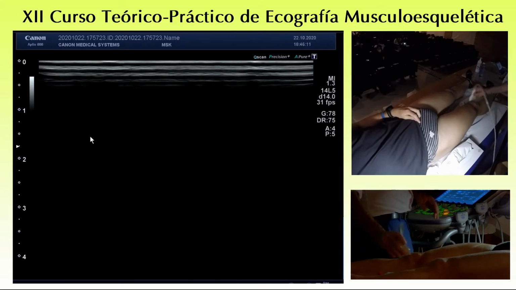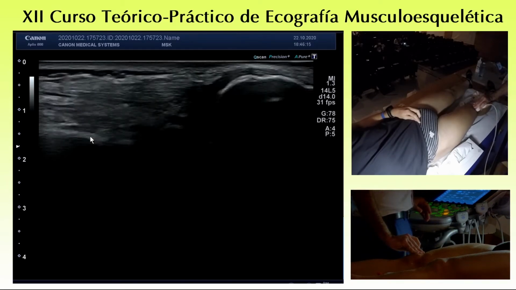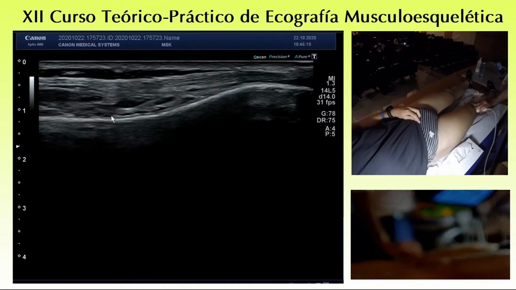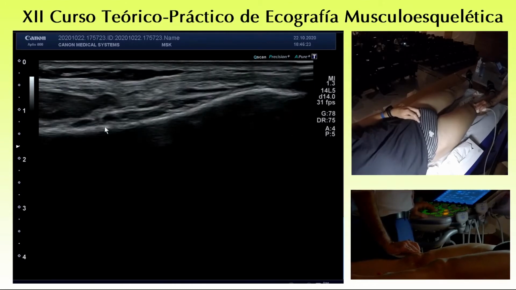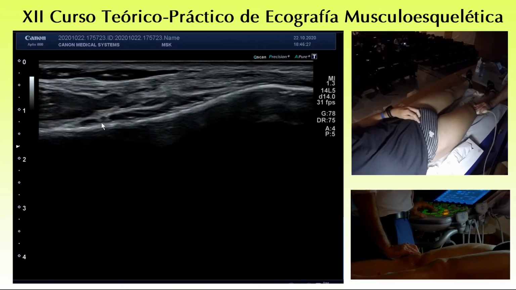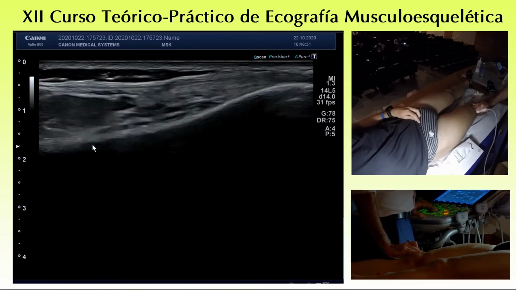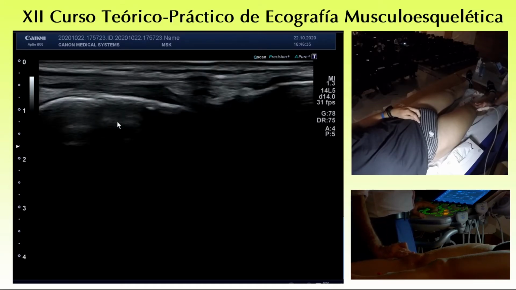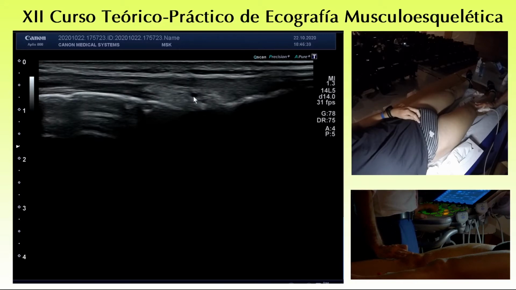Then the superolateral is almost specular to the superomedial. So again, I look for the femoral condyle here. You see the vessel just here, a bit more superficial. You can follow it. Okay, this is one.